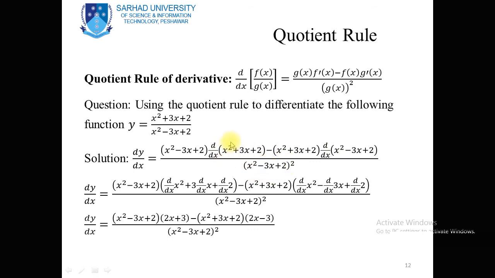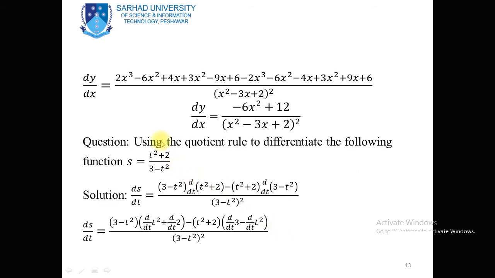So using the power rule of derivative for this expression and for this expression, like you see over here: x square minus 3x plus 2 into derivative of x square plus 3x plus 2, minus x square plus 3x plus 2 as it is, into derivative of x square minus 3x plus 2, divided by x square minus 3x plus 2 whole square. So derivative of x square is 2x, derivative of 3x is 3, and derivative of 2 is 0. Similarly, derivative of x square is 2x, derivative of 3x is 3, and derivative of 2 is 0.